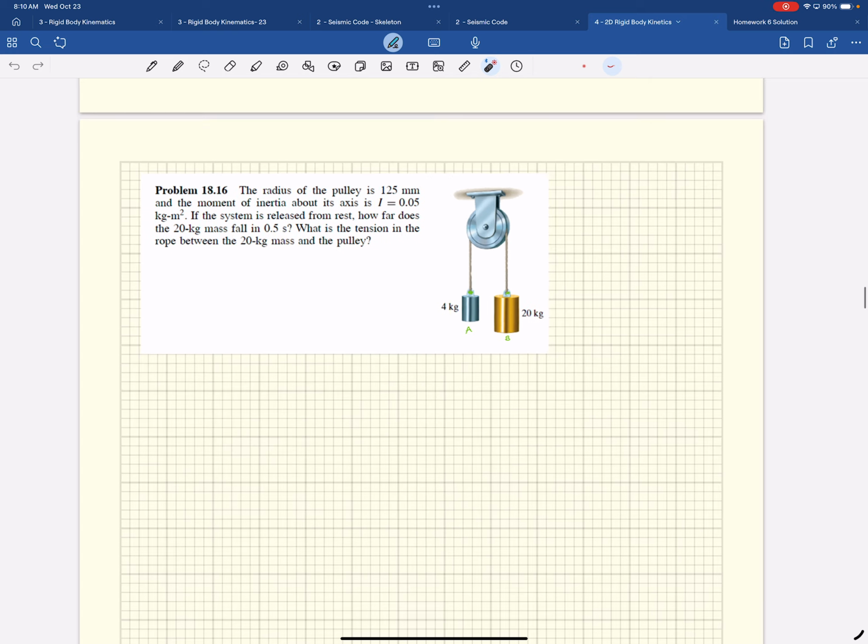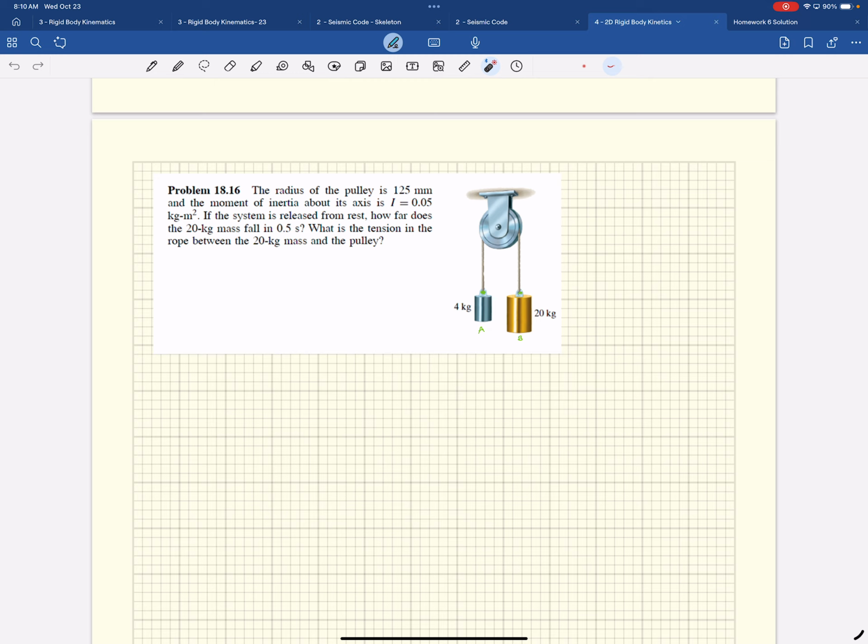Okay, so let's do this one. This is a multiple objects problem. The way you do this is we're just going to draw 3 different free body diagrams. When you have multiple objects, you have multiple free body diagrams, and then we get equations of motion for every object that we have.